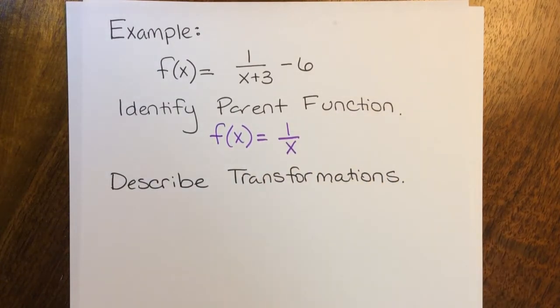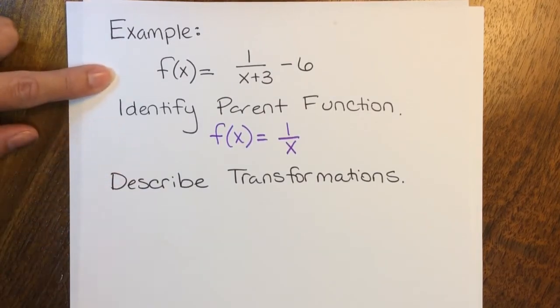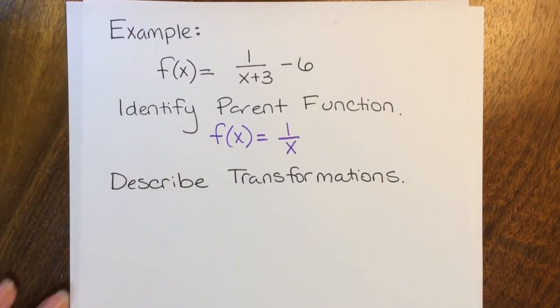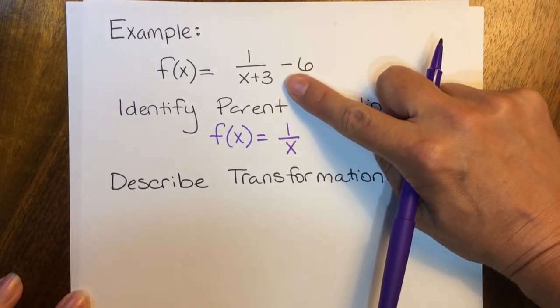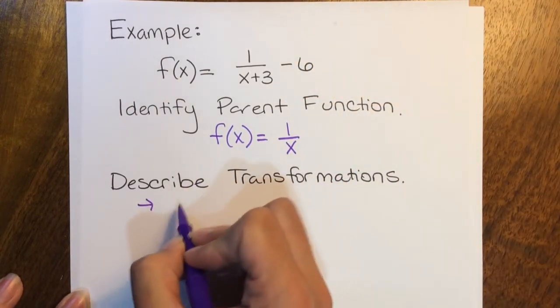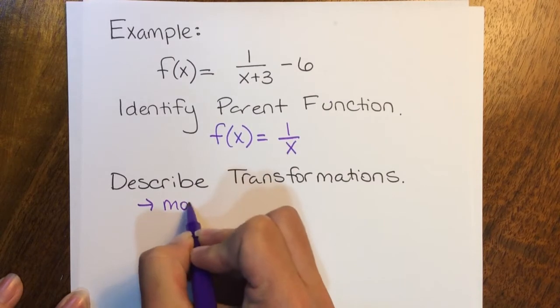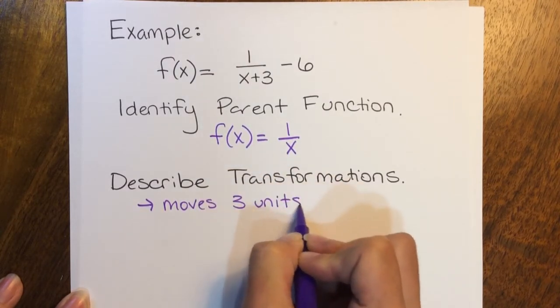Okay, next let's describe the transformations that occur from the parent function to the given example. So remember, I said order is important, so let's start with any horizontal shift. Right here we have a +3, and if you remember, plus means move left. So the first thing that we're going to describe is moves 3 units left.